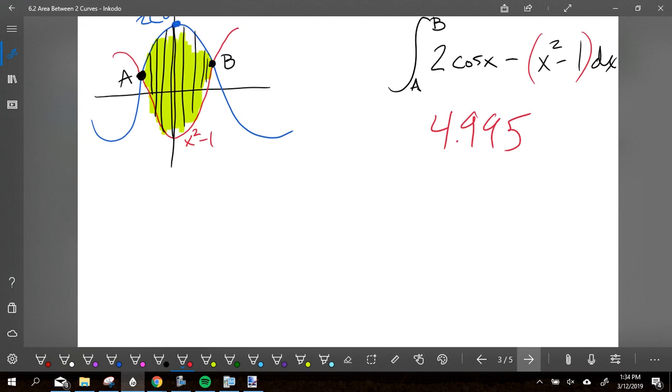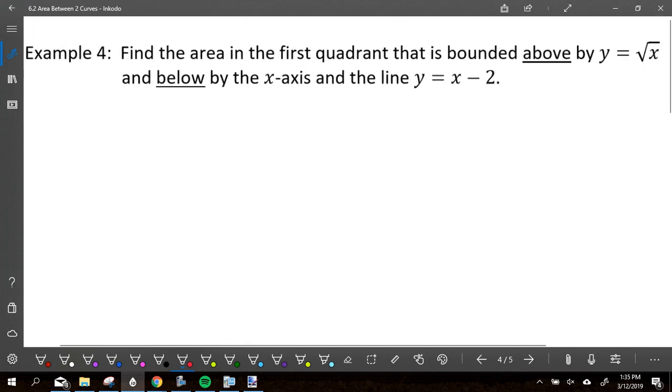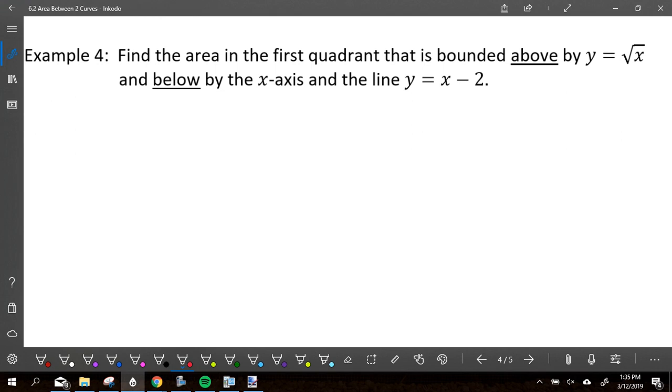Let's flip it over. Let's go to 4. On number 4, it says find the area in the first quadrant that is bounded above by y equals square root of x and below by the x-axis and the line y equals x minus 2. So let's draw a picture. You can use your calculator, but let's draw a picture. I think it's important that you understand what this looks like.